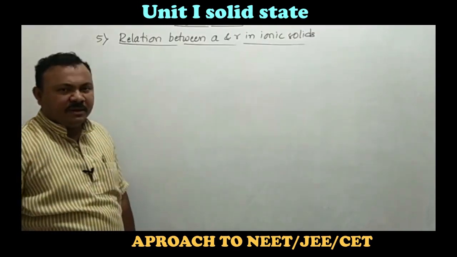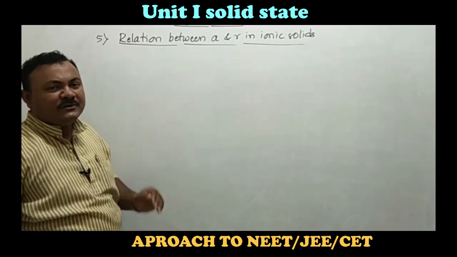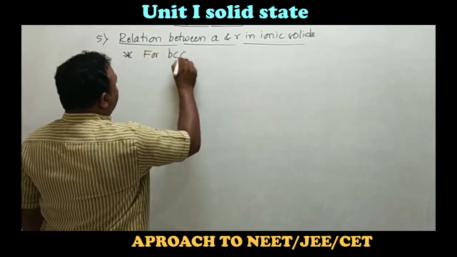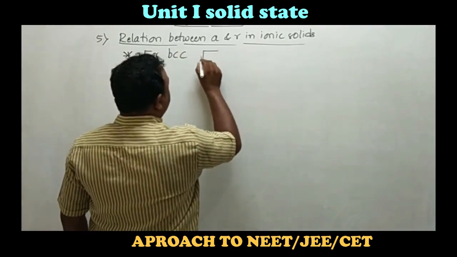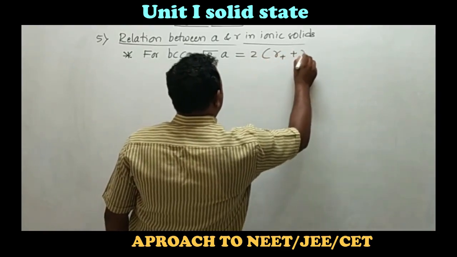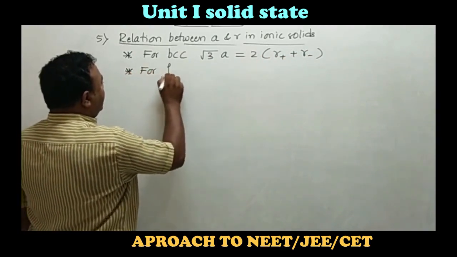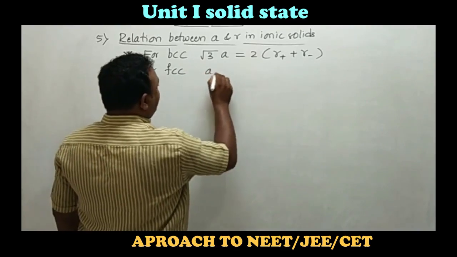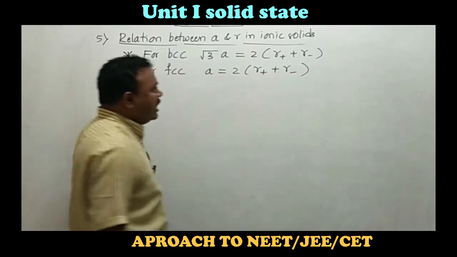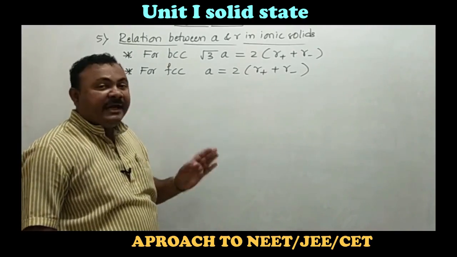Now let us take the 5th one, where we are learning relation between A and R in ionic solids. See, in case of BCC, for body-centered cubic system, we are getting root 3A is equal to 2 times of radius of cation plus radius of anion. And in case of FCC, we are getting A is equal to 2 times of R plus radius of cation and R minus is radius of anion. A is the edge length.